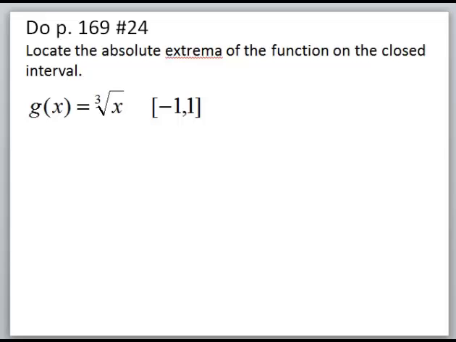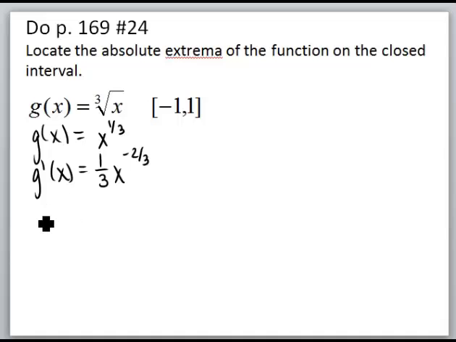So it's just like the last one we just did. I'm going to go ahead and find its derivative first, but before I find the derivative, I'll rewrite it. Please make sure that you are using proper notation when you're rewriting it. Now we're taking the derivative and denoting it as g prime of x. So I get 1/3 x to the negative 2/3.